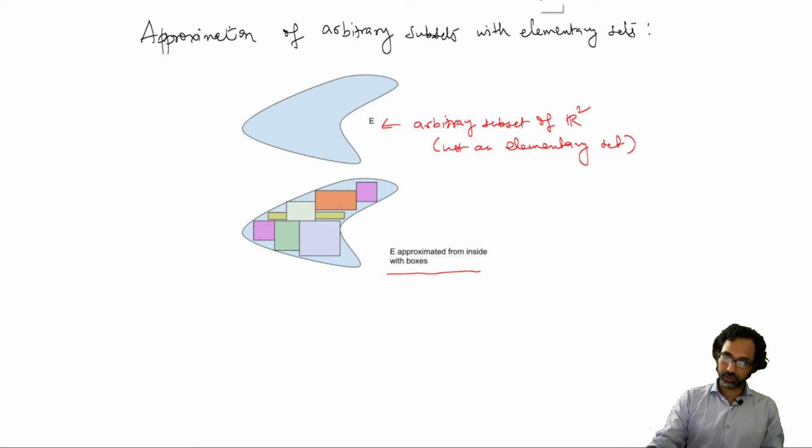So here, for example, you can have another box, here you have another box, and so on. So all these gaps can be filled with more boxes, and you can have a nice approximation of E using entirely elementary sets.